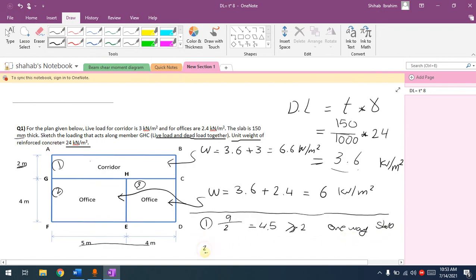For the second, which is this office, it's 4 by 5. So we say the long side 5 over 4, which is going to be 1.25. This is smaller than 2. This is two-way. And then the other one we have it here.